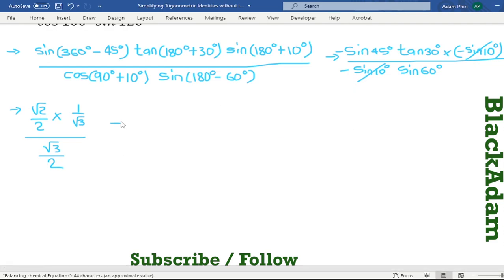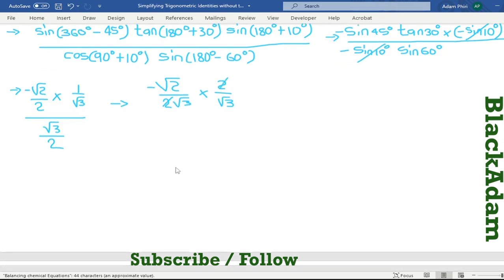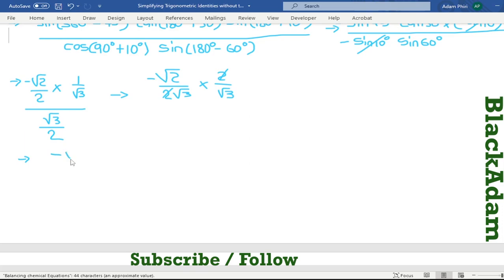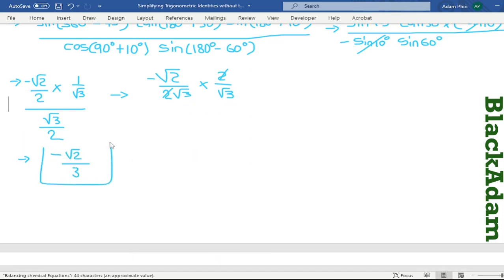Then from there we have to simplify further. That would be root 2 over 2 multiplied by 1 over root 3, so root 2 over 2 root 3 multiplied by 2 over root 3. We invert the ratio in the denominator. So 2 cancels 2, and root 3 times root 3 is 3. So the answer is root 2 over 3.